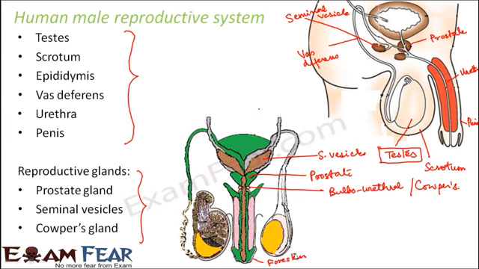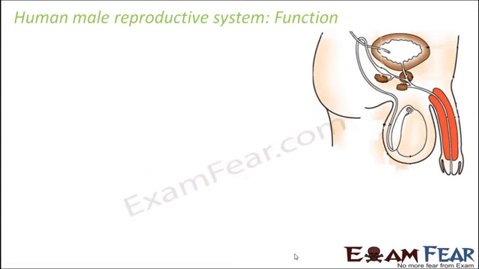So basically here what I'm trying to show you is the structure of the male reproductive system, the side view as well as the front view. Once you get a rough idea, then we'll talk about each of the parts. So let us try to understand the function of the human male reproductive system. How will we understand that? By looking at the function of each part.